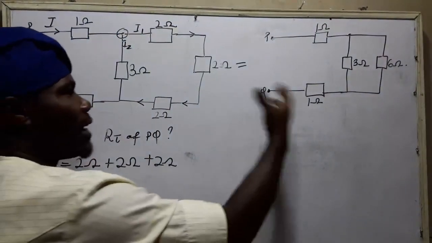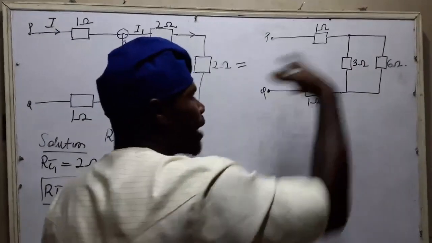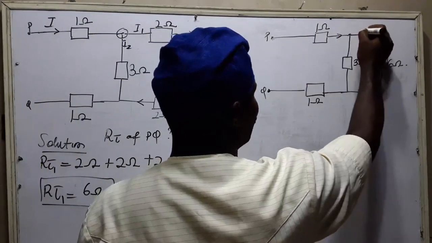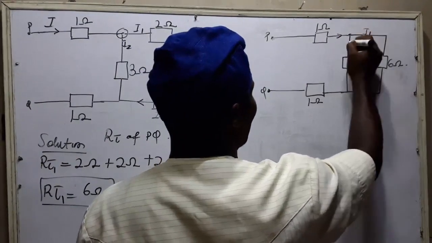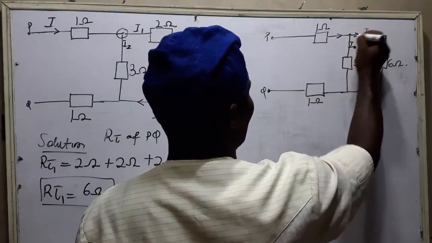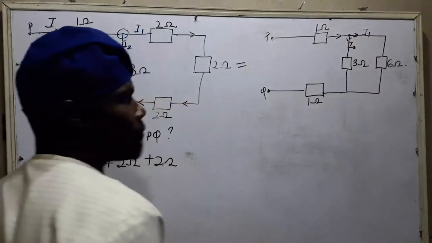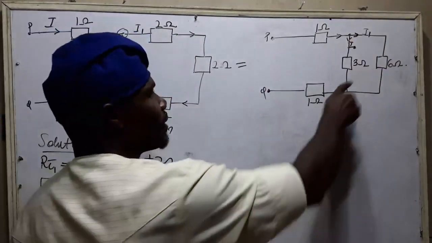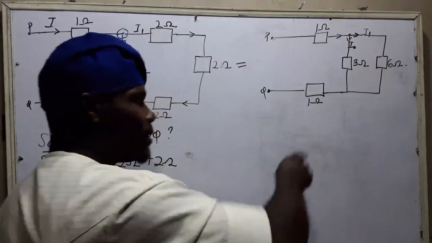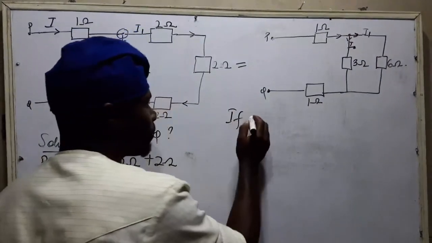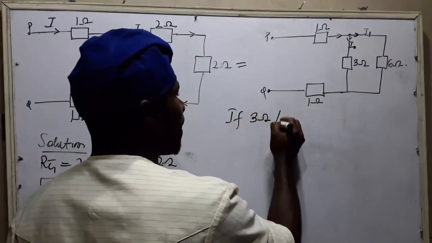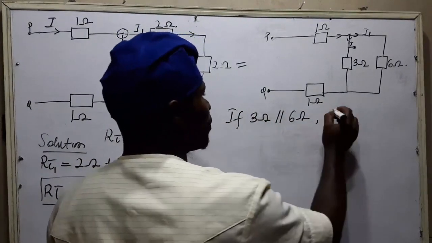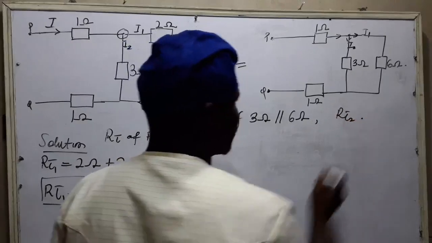Now, because the current coming here will split into 2, let's say I1, it will give you I2. Another one will go like this, another one will also go in this form. Because at this junction the current splits into 2, it means that the 3 ohms is parallel to 6 ohms. Let's represent the total of these two by R total 2.